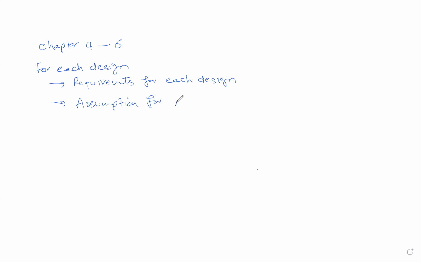The three assumptions are always independent, constant variance, normality. The requirements for each design are different from design to design, but the assumptions of ANOVA, or the assumptions of the model, are the same: independent, constant variance, normality. So you need to test these three every time for each design. In the exam, I will not ask you to test this using R, but maybe I will give you output and ask you about this output, if the assumptions are satisfied or not.